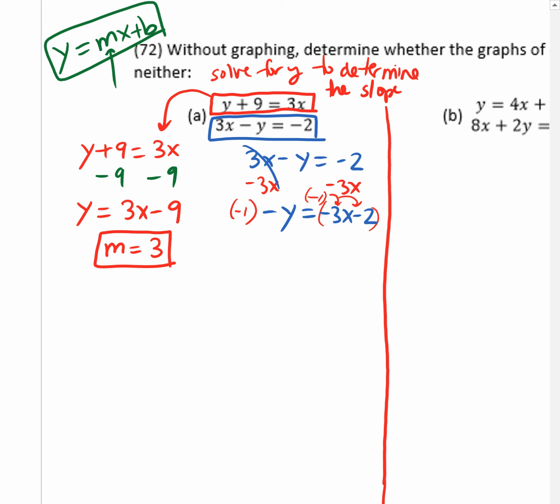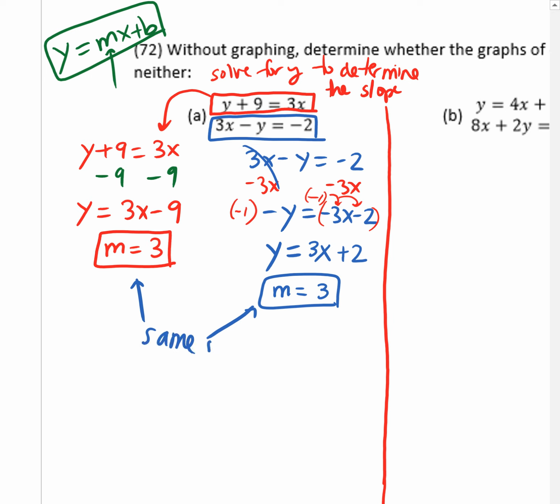Kind of distribute it onto the right side. The left side, it would just change the sign to a positive y. -1 times -3x would be positive 3x. -1 times -2 would be positive 2. But all that really matters there is the slope, and the slope is the coefficient of x, which is 3. Now I can compare. Notice that these have the same slope, which means that the lines are parallel.